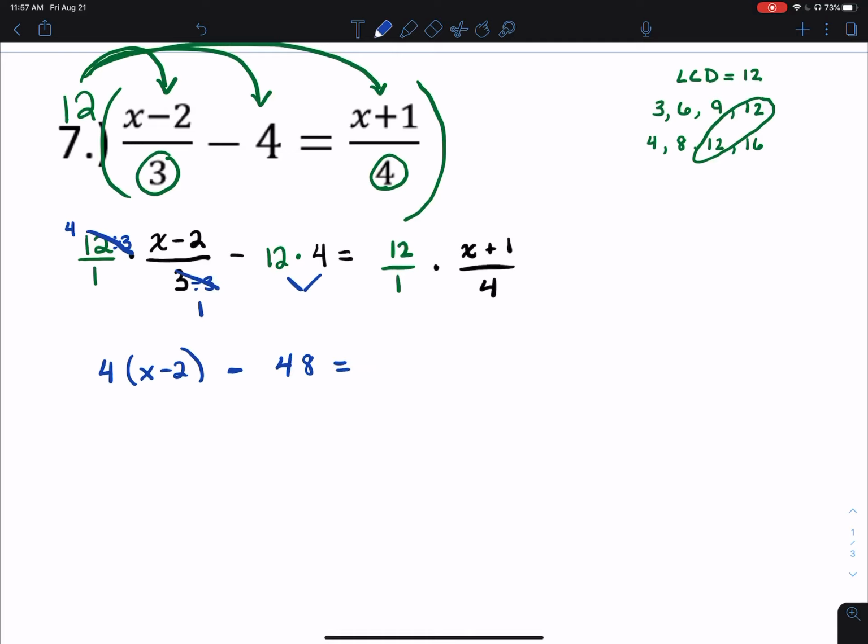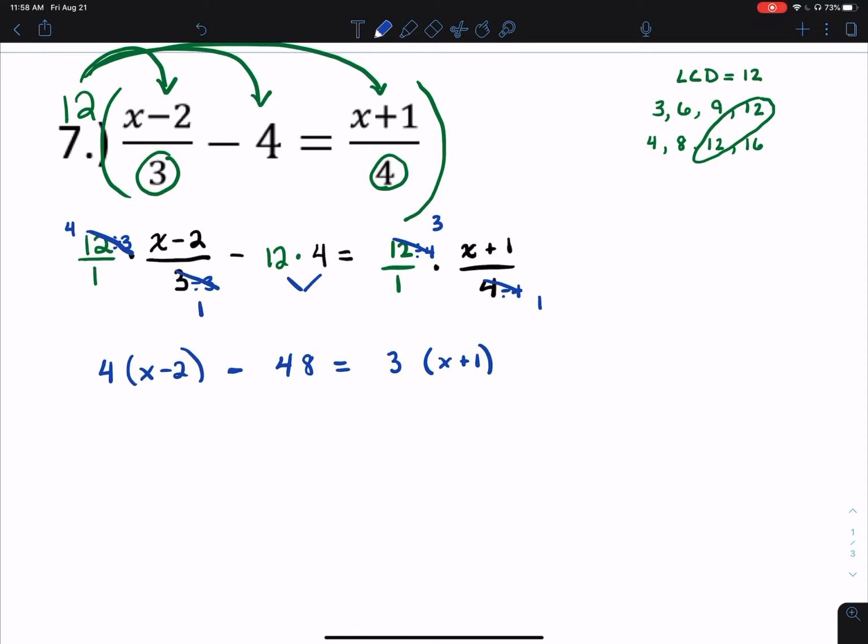I'll bring down my equals, and on the right-hand side, I have 12 over 1 times (x + 1)/4. There's a 4 in my denominator, and both 12 and 4 can be divided by 4. So I'm going to cancel by dividing both of them by 4. 4 divided by 4 gives me 1, and 12 divided by 4 gives me 3. So that leaves me with 3 times that whole numerator, the (x + 1). Notice I put both of those numerators, the x - 2 and the x + 1, in parentheses, because I need to multiply that number that's out in front by the entire thing.